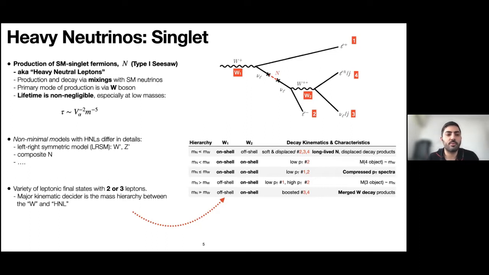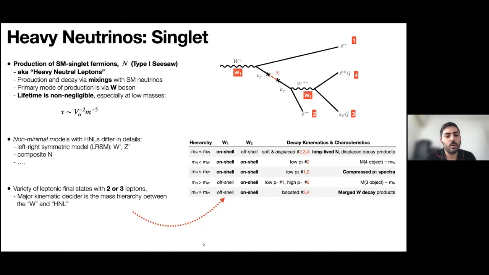Since this is a singlet, the production and decay of such particles at the LHC is through their mixings with certain neutrinos, again, as shown in this diagram. Here N is our signal particle. And one thing to keep in mind, which will come in handy in the next few slides, is that the lifetime of such particles is actually non-negligible, especially at low masses, because lifetime depends on the fifth power of the particle mass you assume.